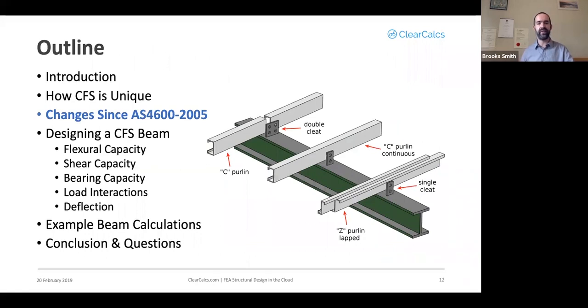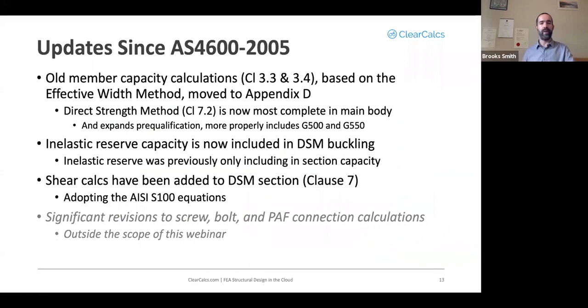So, changes since 2005 in AS4600. Big things are that a lot of the old member capacity calculations, what was in clauses 3.3 and 3.4, has been moved primarily to Appendix D. Those were calculations largely based upon the effective width method. The direct strength method, which is clause 7.2 for beams, is now the most complete, really, in the main body of AS4600.